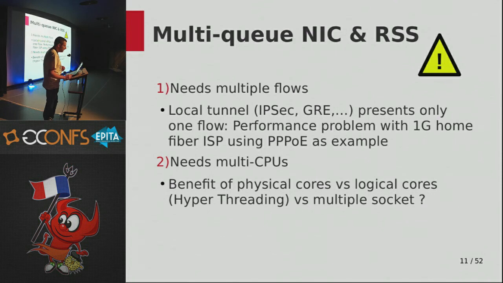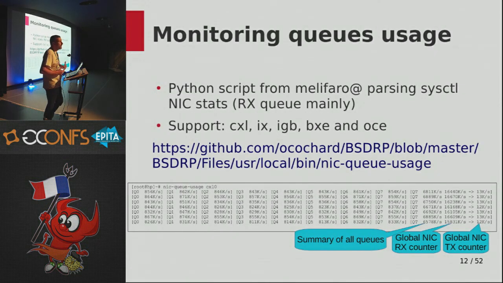The second is: what is a CPU today? Is it a physical core, a logical thread, or what about NUMA? These are some questions I need to answer. Then, before trying to tune, you need to check the current queues and how the traffic is spread between all your queues. You've got this information if you check with sysctl on FreeBSD, but the network statistics are not very easy to parse.